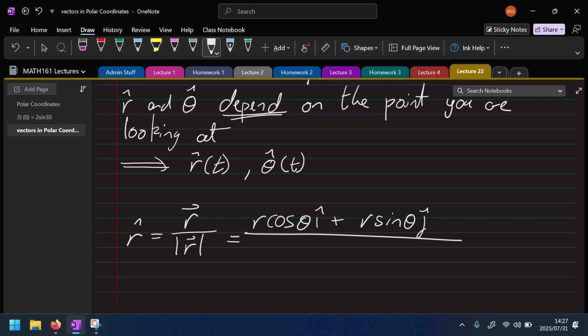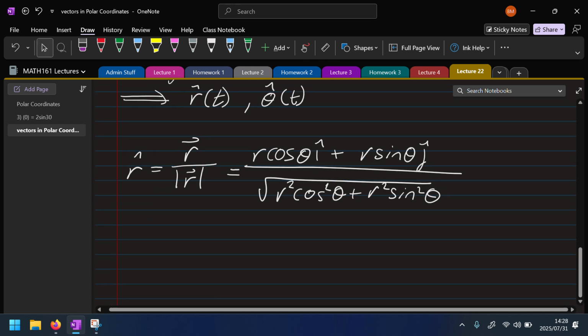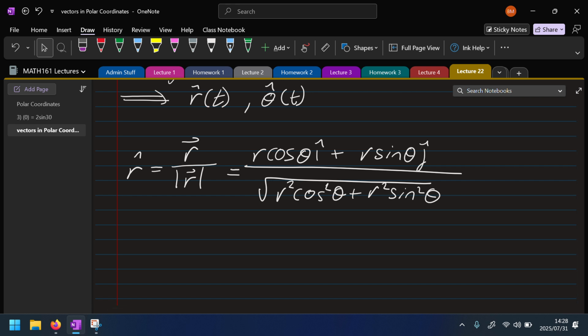So that's our vector. Divide by its length. You know how to find the length of a vector. That's going to be the root of r squared cos squared theta plus r squared sin squared theta. This simplifies down quite easily. In the bottom, r squared, we can take that out. Cos squared plus sin squared is just going to be 1. And then at the top we have r, at the bottom we have r, that's going to cancel. So that is the unit vector r hat.